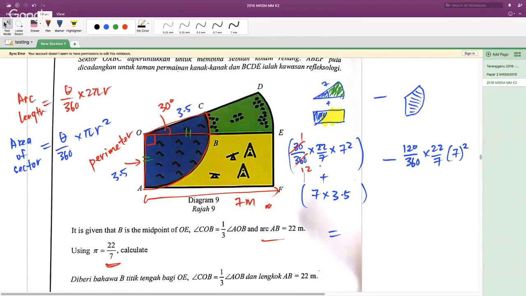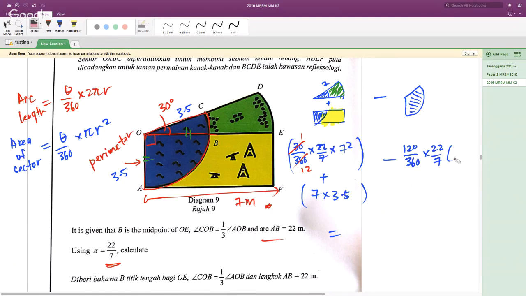All right, so I will say 1 over 12 multiply 22 over 7 multiply 7 square, and then I will plus with 7 multiply 3.5, and then I will press equal first, and then I minus 1 over 3 multiply 22 over 7 multiply 7 square.